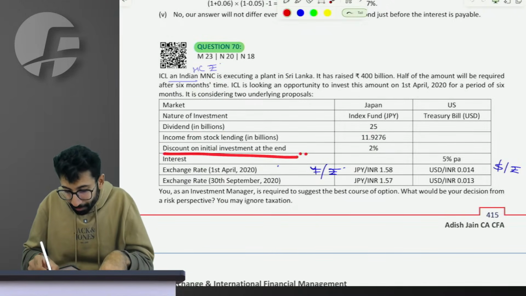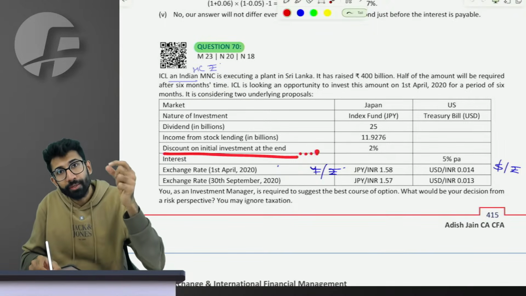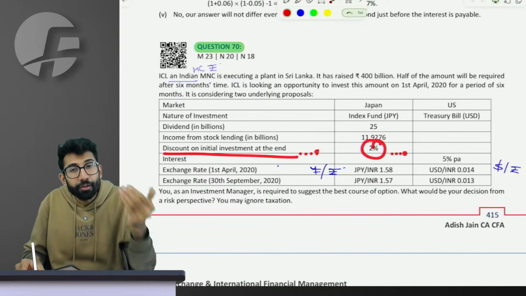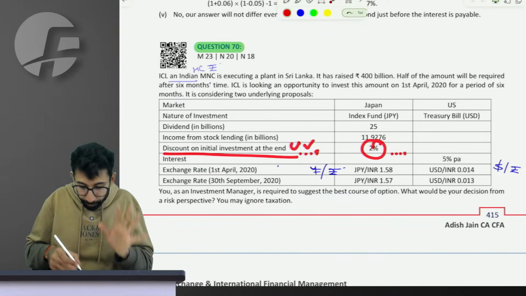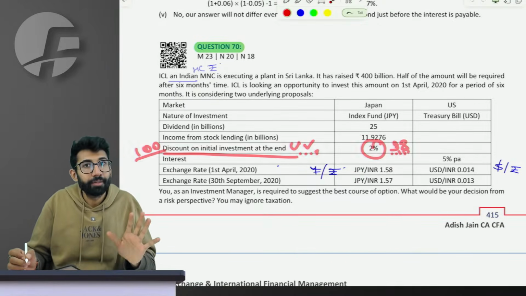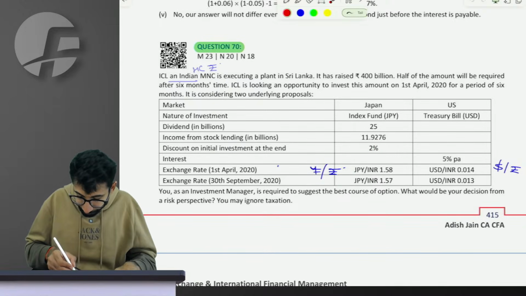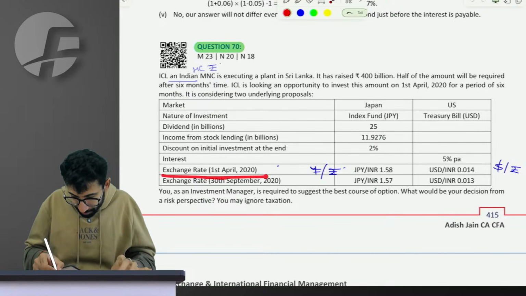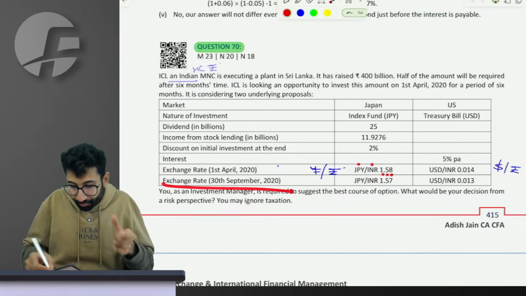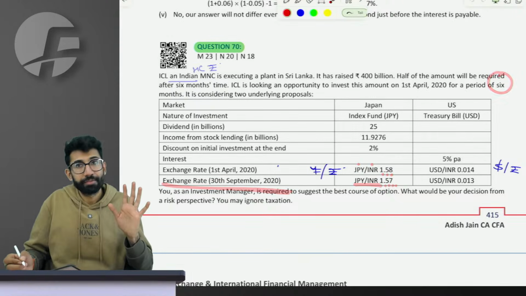Discount on initial investment at the end. Understand this line: whatever you had invested initially, on that initial amount the closing value of the investment is at a 2% discount. When you invested 100, right now it is left as only 98 in the market. So I have been given details of the closing value of my investment. Exchange rate on 1st April is JPY INR 1.58. Exchange rate after 6 months, on 30th September, is JPY INR 1.57.